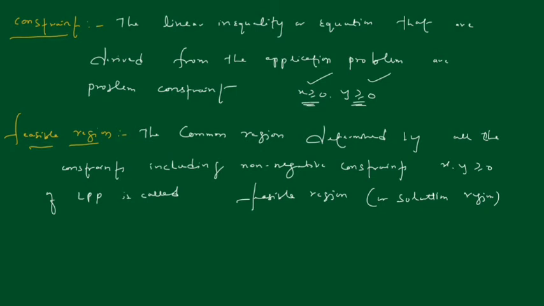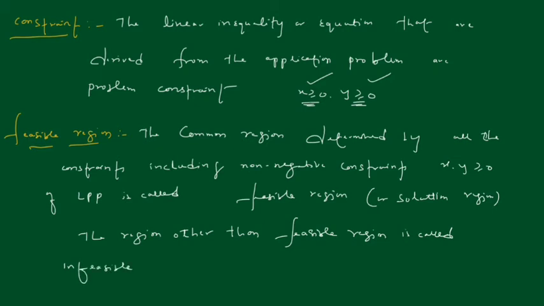The region other than the feasible region is called what? It is nothing but the infeasible region, right?